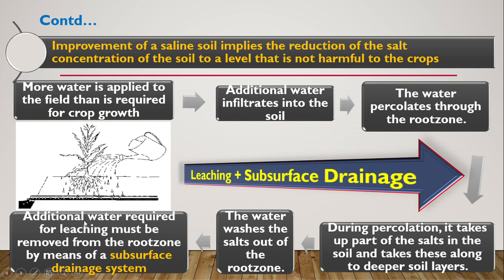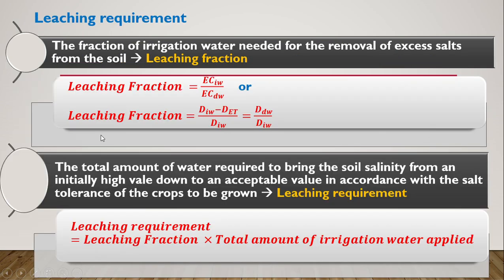After that, we have to provide a subsurface drainage system. So the dissolved salts along with the water will reach the subsurface drainage system, and it will be delivered to a proper outlet. So this is how we can remove the salt content of the soil. We are providing excess water. The water will dissolve all the salt content, reach the subsurface drainage system, and be effectively delivered to an outlet. So this is how we remove salt by means of leaching.